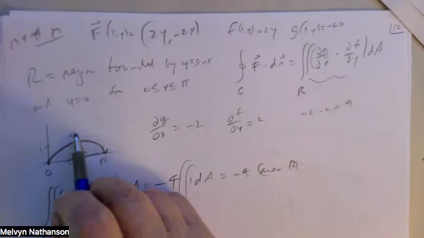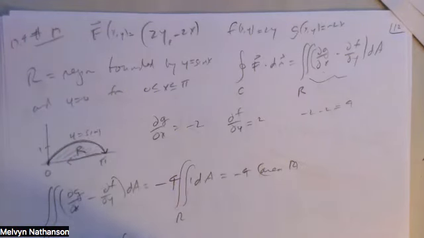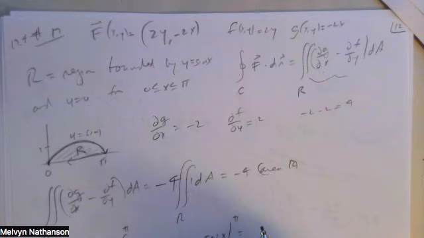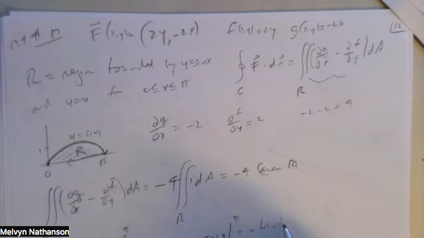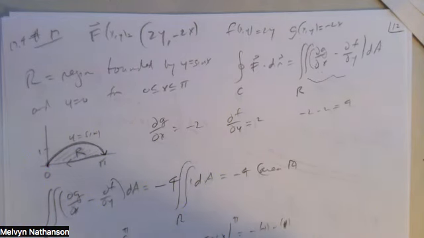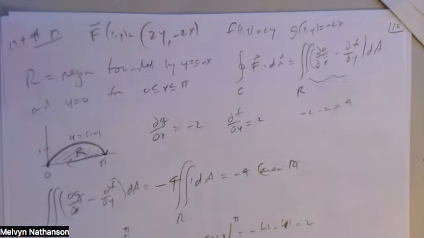This is just the curve y equals sine x. The area of R is the integral from 0 to pi of sine x dx. That's minus cosine x evaluated from 0 to pi. That's minus cosine pi minus cosine 0. So that's minus minus 1 minus 1, which is 2. The area under this curve is 2.